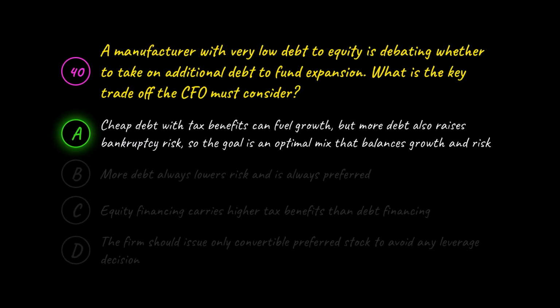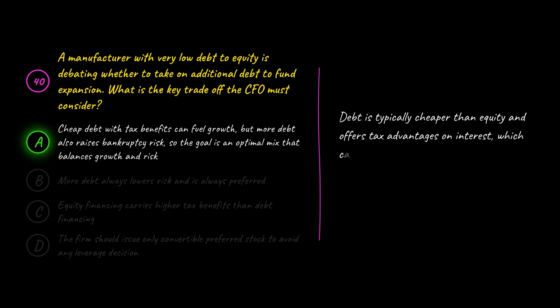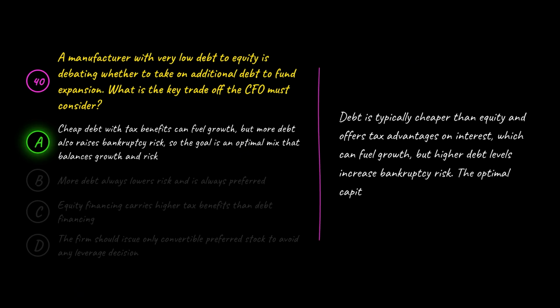The correct answer is A. Cheap debt with tax benefits can fuel growth, but more debt also raises bankruptcy risk. So the goal is an optimal mix that balances growth and risk. A is correct because debt is typically cheaper than equity and offers tax advantages on interest, which can fuel growth, but higher debt levels increase bankruptcy risk. The optimal capital structure balances these benefits and risks.